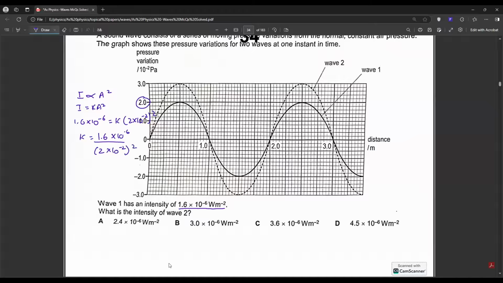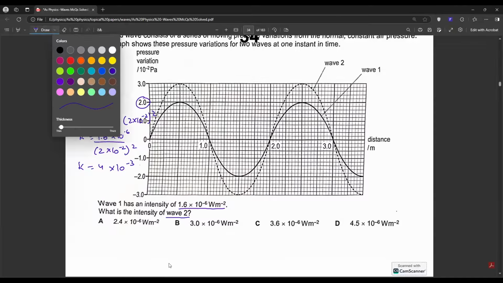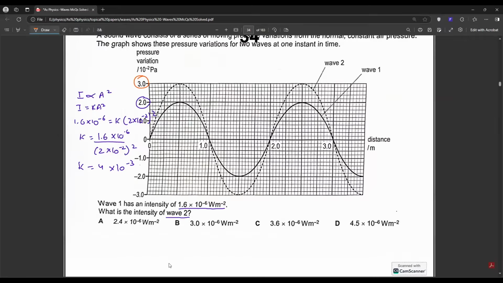Can we calculate this value of K? Yes. 1.6 times 10 raised to the power of minus 6 divided by 2 times 10 raised to the power of minus 2, whole squared. K comes out to be what? K is 4 times 10 raised to the power of minus 3. Perfect. Now you have to calculate the intensity of wave 2. What is the amplitude of wave 2? 3 times 10 raised to the power of minus 2.